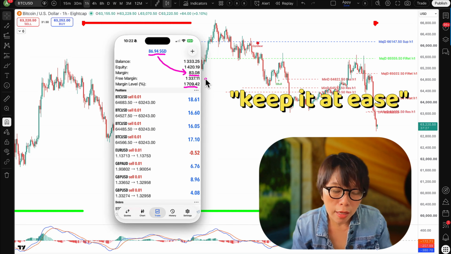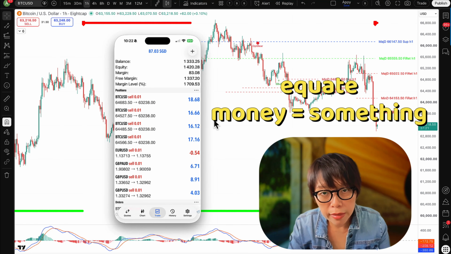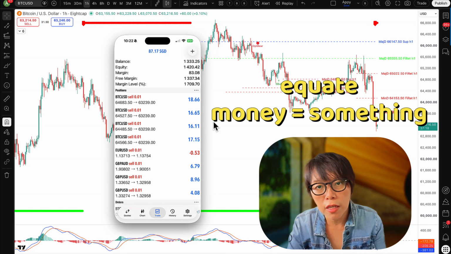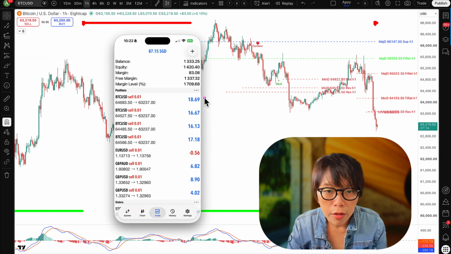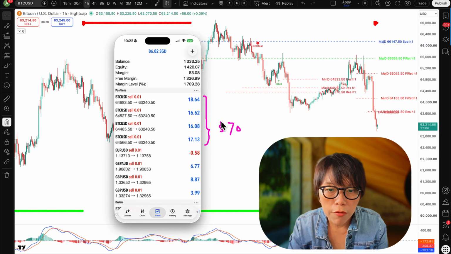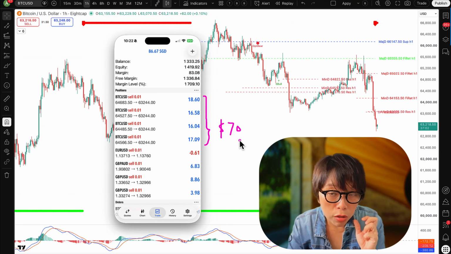Why do I say that you keep it at ease? That's because we tend to equate money to something. So for example, if you see suddenly a loss of $200, for example. So this would be a total profit of about, I think, $70. I would think so.